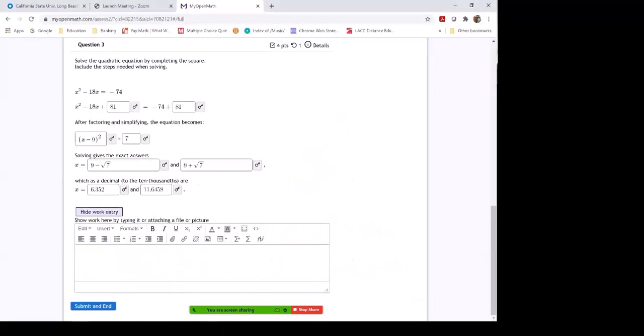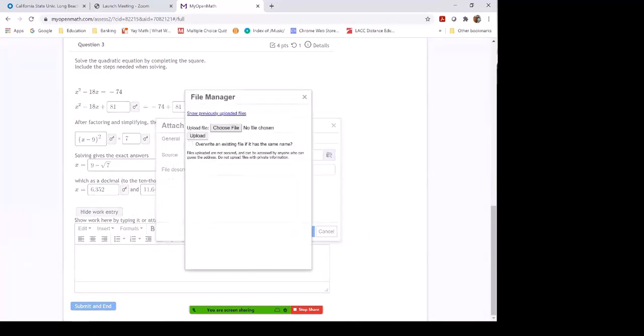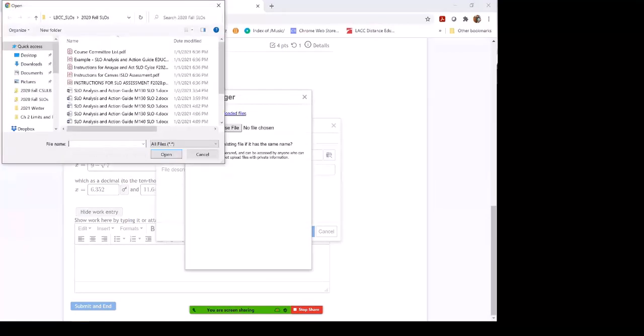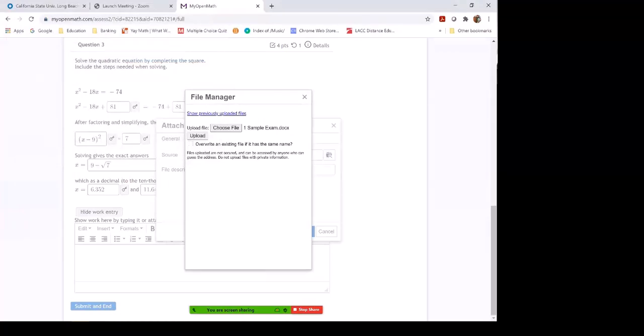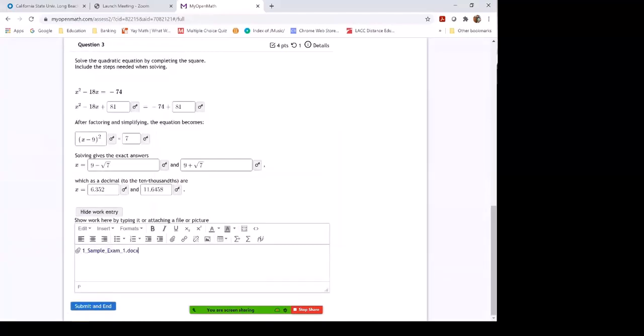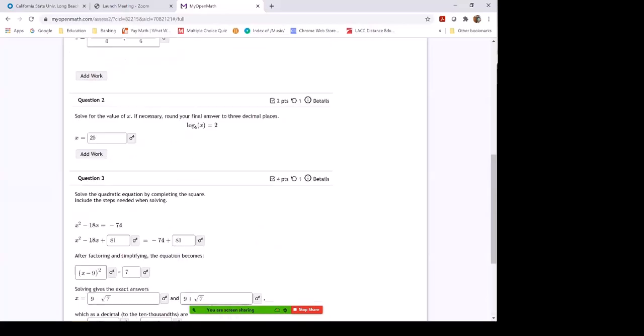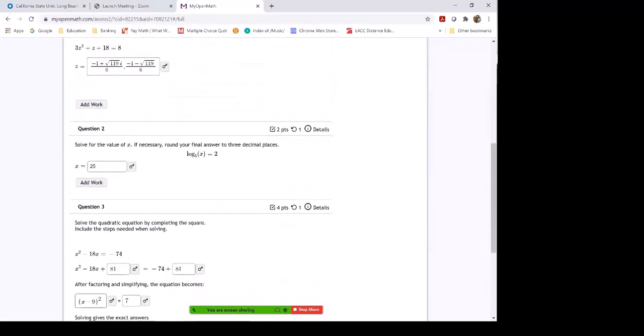So I have it saved and I'm going to go back to my work here and now insert. So I'm going to look for the file. Okay, and I'm going to choose file to upload. I'm going to go to desktop. I'm going to find my work and I'm going to upload that. And if I did have something else, I can override. Notice I have my work here. I have shown every step, okay, and I'm ready to submit the exam.